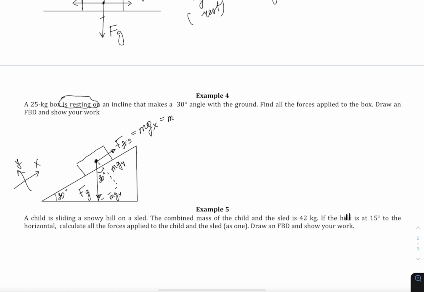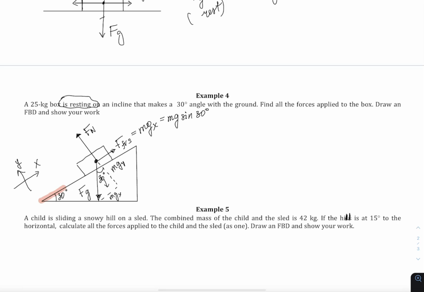And that force of friction will be static, and it will be equal to mgx, which is found as mg sine of 30 degrees, because remember that's a cross right there. So that's mg sine of 30. Normal force will be accounting for the vertical part of gravity. Now notice, remember I said normal, not because it's not abnormal or crazy, it's because it is at 90 degrees to the surface.